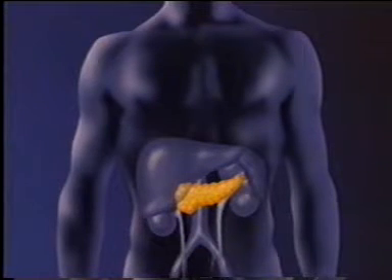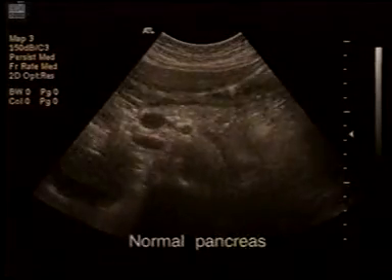The normal pancreas is white, echogenic. The splenic vein is the key to its identification. Okay, we came down a bit further and saw the pancreas. Beautiful, nice shot of the pancreas there.